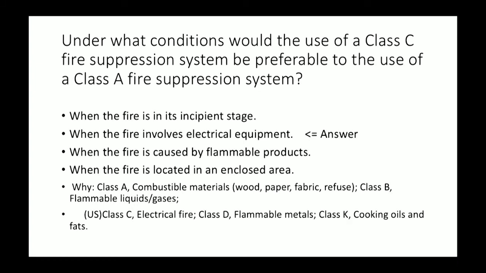This question is part of chapter 4 in our book. It's next week's class. It's talking about a Class C fire suppression system compared to the Class A fire suppression system. Class A is combustible material like wood and paper, Class B is flammable liquids, and Class C is electrical fire. The answer is electrical equipment. One interesting thing is that in Europe and Asia, Class C is chemical flammable.